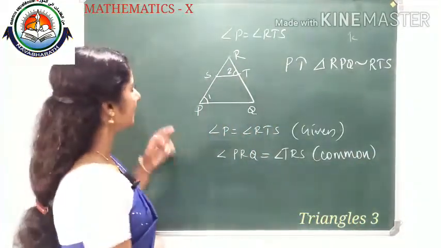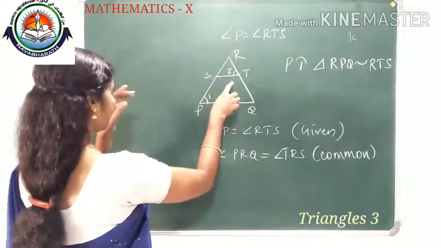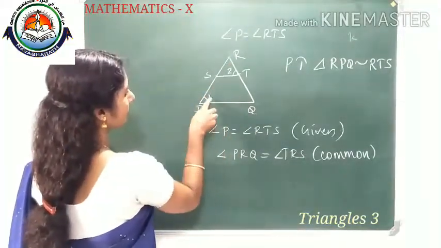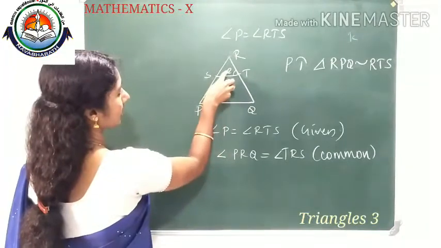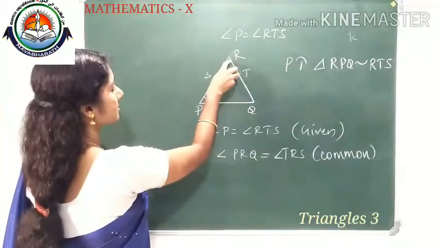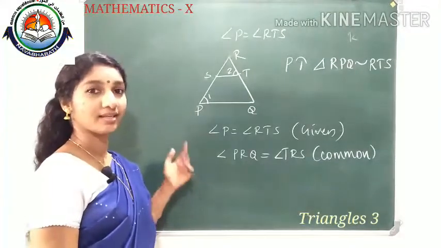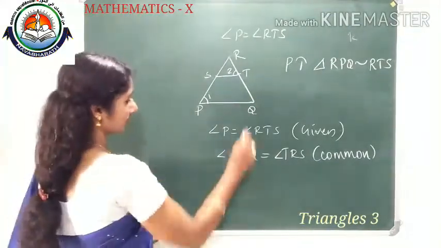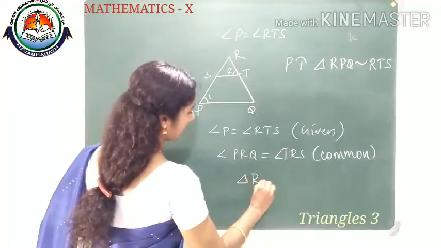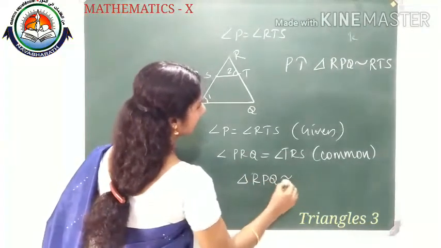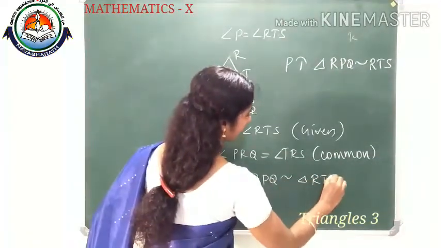Okay, then see, two angles are equal we got from two triangles. Which triangle? RPQ one angle, RTS one angle, same, and the second angle also same. So two angles are equal. So by AA criteria these two triangles are similar. So you can give triangle RPQ similar to triangle RTS.